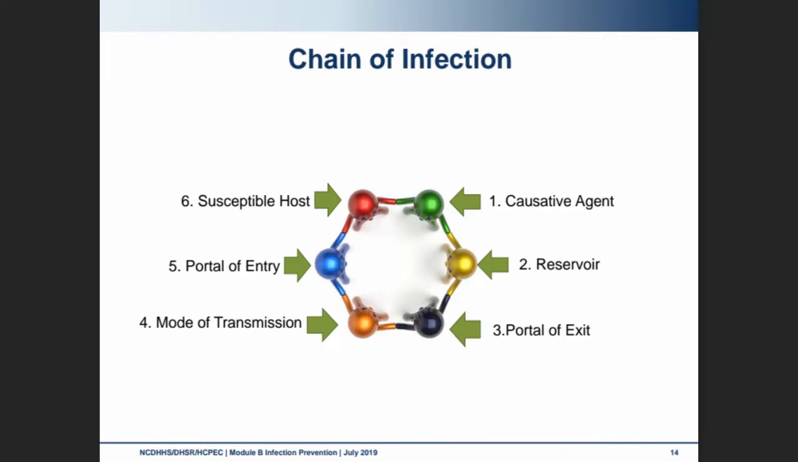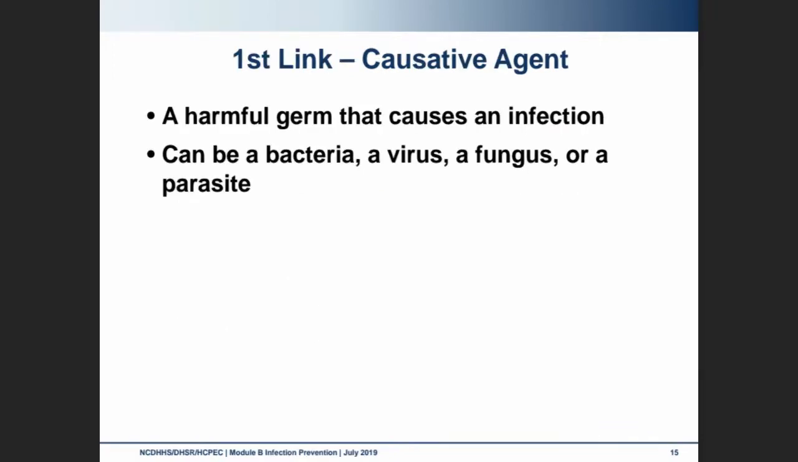We're going to talk about each individual link now. So the first link is the causative agent. This is a harmful germ or microorganism that causes an infection. Some examples: bacteria, fungus, parasites, or viruses, right?